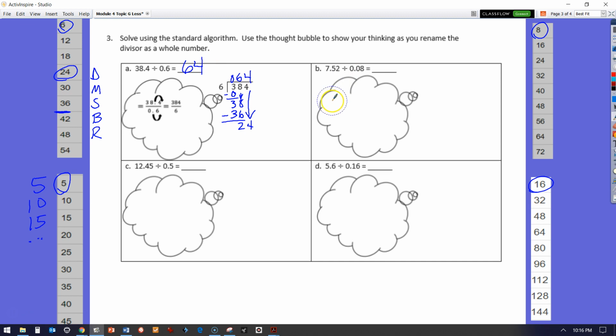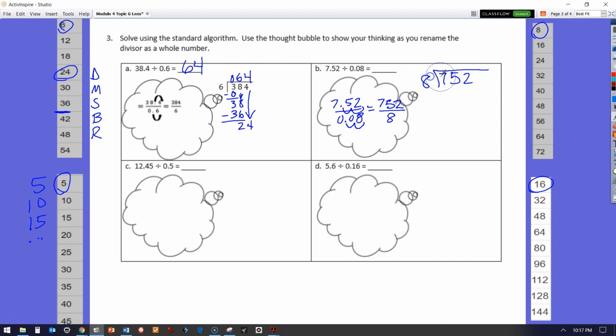All right, let's do the same thing here. Thought process, they want to see it. So I have 7 and 52 hundredths divided by 8 hundredths. All right, so I know that I'm just going to jump 1, 2 places here, 1, 2 places here, and it's equal to 752 divided by 8. Let's write it out. I'll write a little bit bigger than they did.